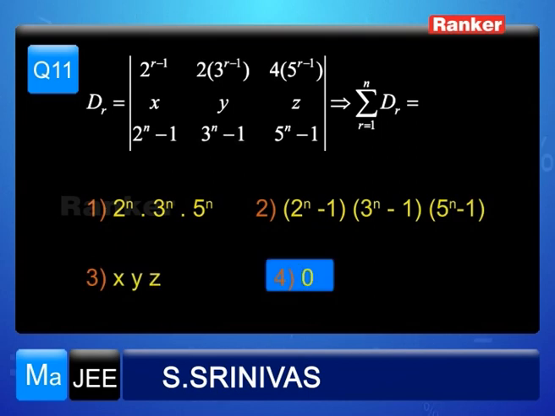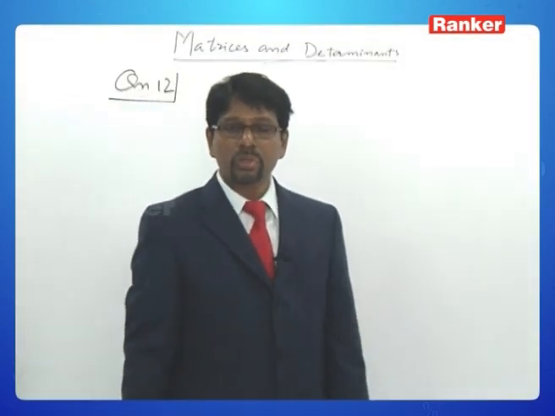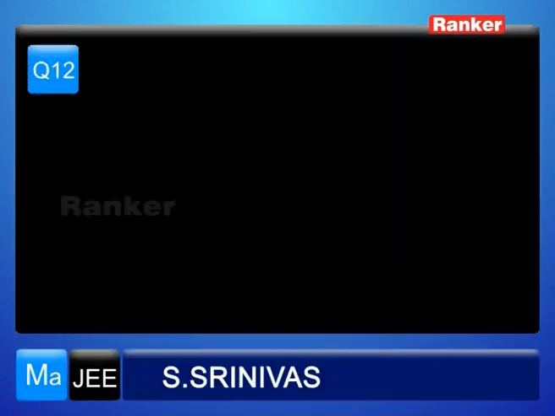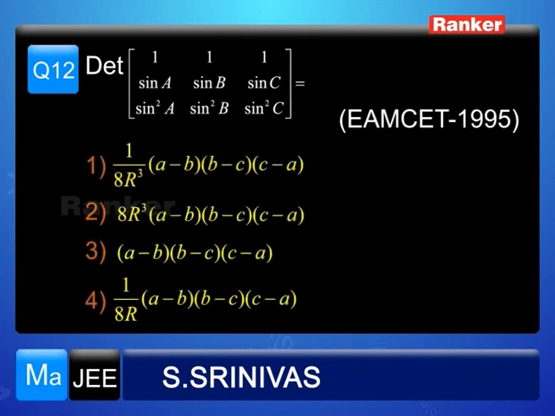Answer is 4. Okay. Let's move to the next question. Question number 12. Determinant with 1 1 1 in the first row, sin A, sin B, sin C in the second row, sin square A, sin square B, sin square C in the third row is equal to: 1 by 8R cube into (A minus B) into (B minus C) into (C minus A); or 8R cube into (A minus B) into (B minus C) into (C minus A); or minus 1 by 8R cube into (A minus B) into (B minus C) into (C minus A); or 1 by 8R into (A minus B) into (B minus C) into (C minus A).